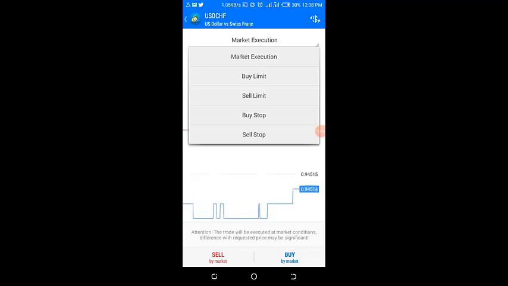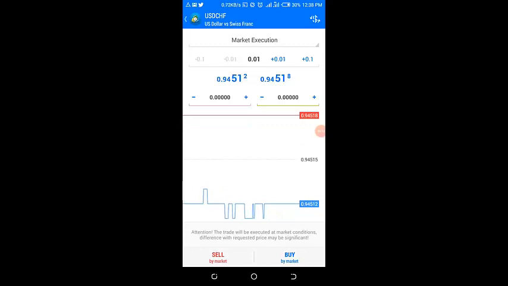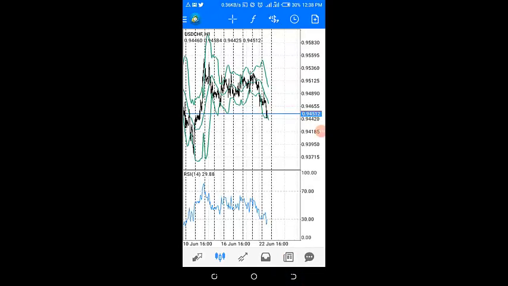Also sell limit is the opposite of buy limit. Buy stop and sell stop are also definite opposites. So if I tell you one, you should know the other one is literally the opposite. So for example, we want to open a trade right away after analyzing. Let me tell you how we analyze before we execute.